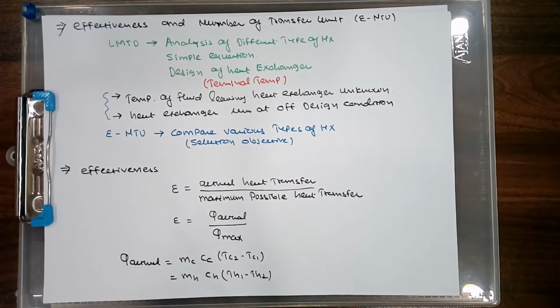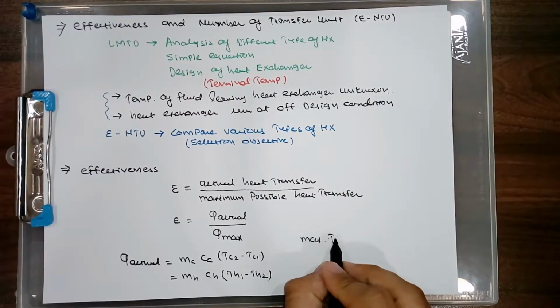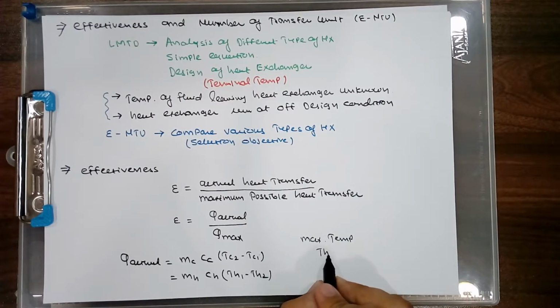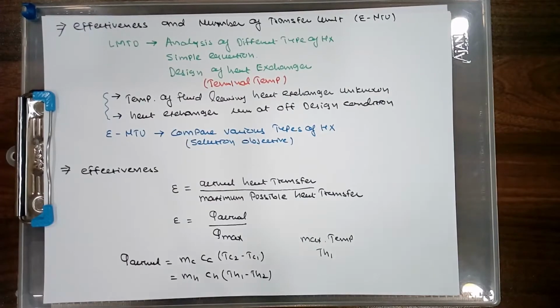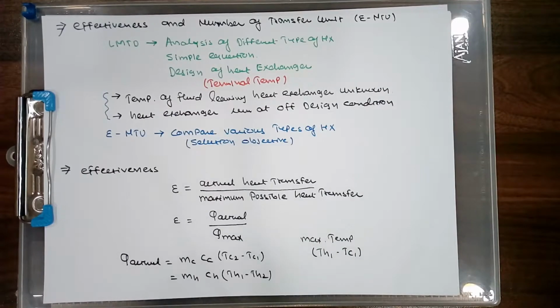Now for the maximum possible heat transfer, we need to go for the maximum temperature difference. If you remember, T_h1, the hot fluid inlet, is the maximum temperature and the cold fluid inlet temperature is the minimum one. So this difference, T_h1 minus T_c1, is the maximum temperature difference, and that much amount of heat will transfer, and that is the maximum possible heat transfer.